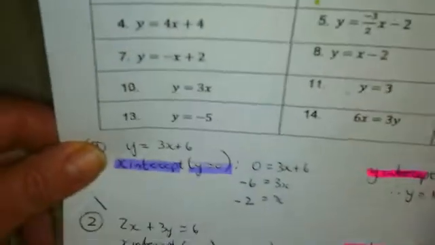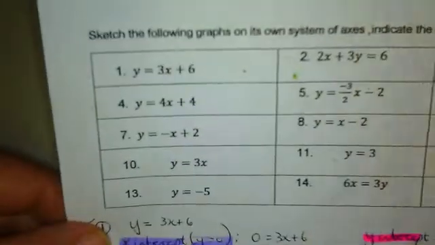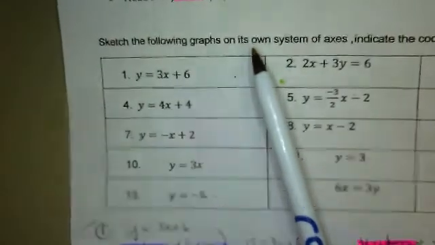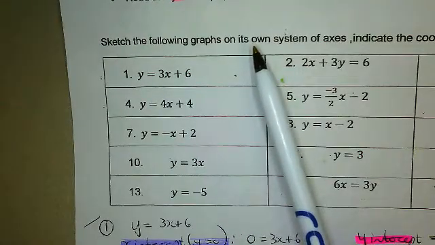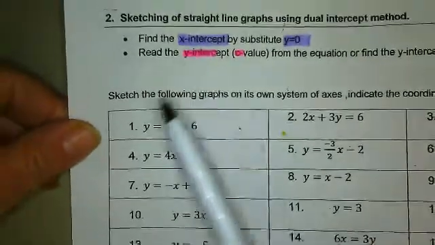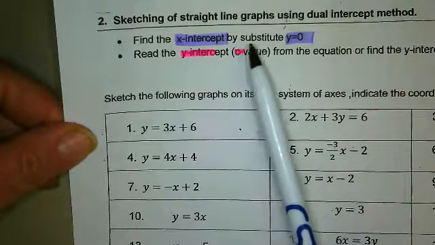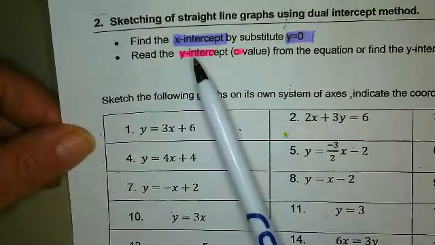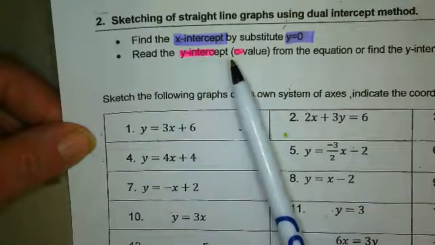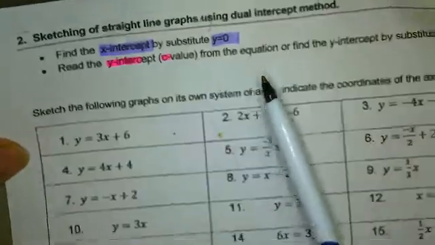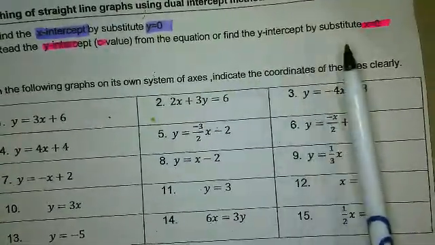The next page then is sketching using the dual intercept method. Now what is the dual intercept method? Dual intercept means there will be two values, and you've got the x-intercept. If you want to calculate the x-intercept, you substitute y equal to 0. If you want the y-intercept, you can either take the c value of your standard form, or you make x equal to 0.